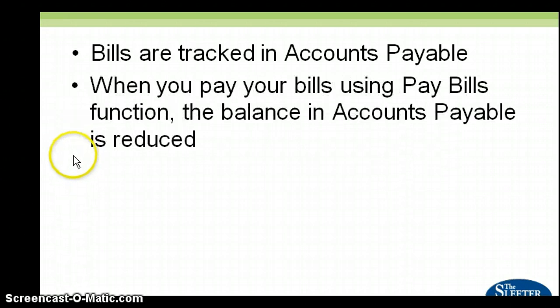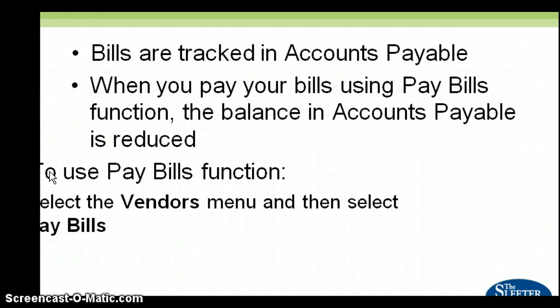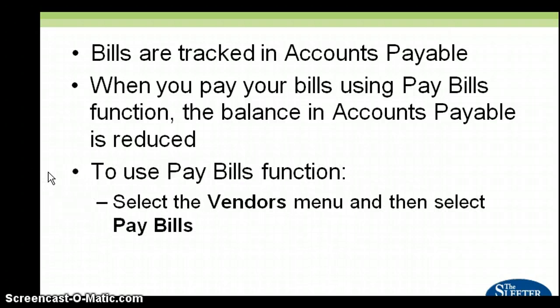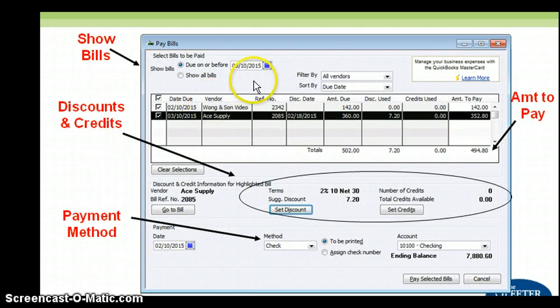Bills are tracked in accounts payable. When you use that function, obviously your bills are going to be reducing your accounts payable when you pay them. And to do that, you go to the vendor section of your home screen, and select pay bills. This is what the screen would look like when you pay bills, and it obviously gives you a way to range the dates, and also filter your report to get the invoices or the vendors that you want to pay for that particular transaction.